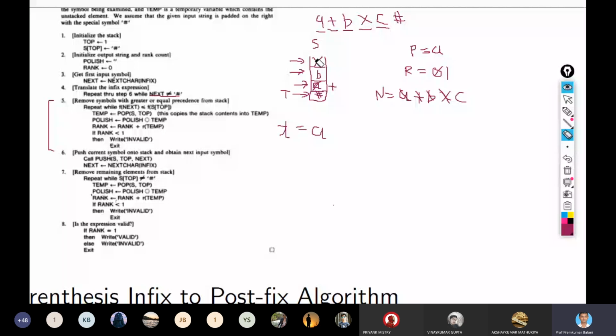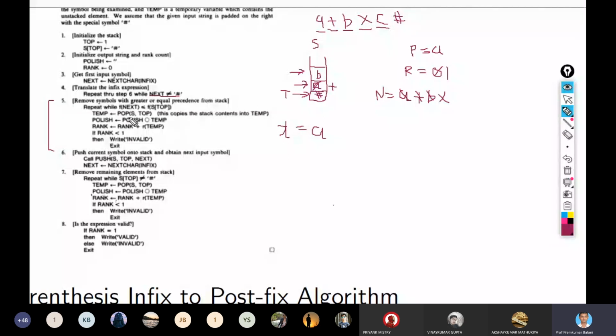Here in this step, when next was a multiplication, at that time f of next equals f of multiplication equals 2, and top was b, so that was 3, so 2 is less than or equal to 3, right? So we have to pop the stack here.